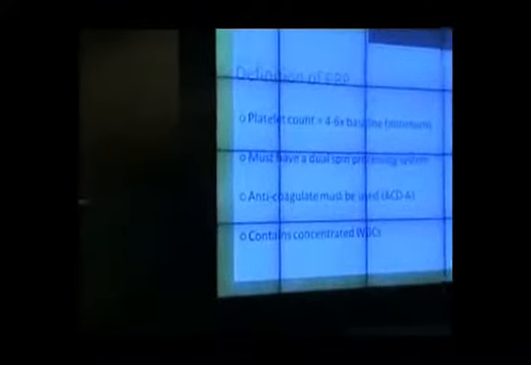Definition of PRP. The normal platelet count in the blood usually ranges between 150 and 450 thousand platelets per cubic millimeter. So to get PRP, we have to get 4 to 6 times the baseline. The second important point is that we should have a dual spin processing system, because now in Europe, North America, and here as well, many people are using plasma, but it's not really PRP. To get PRP, you should have dual spin.